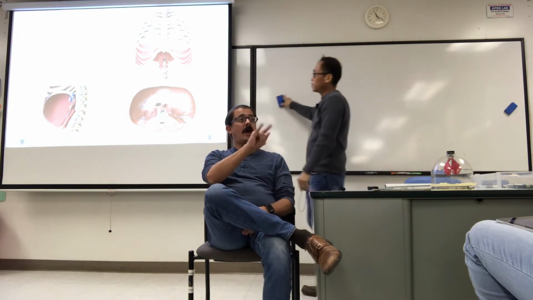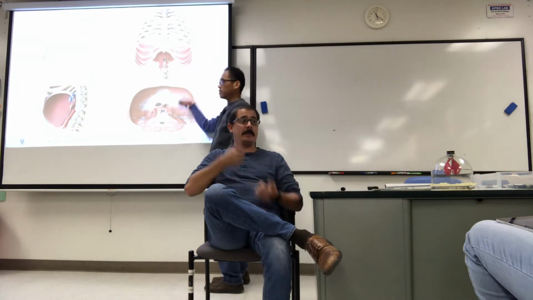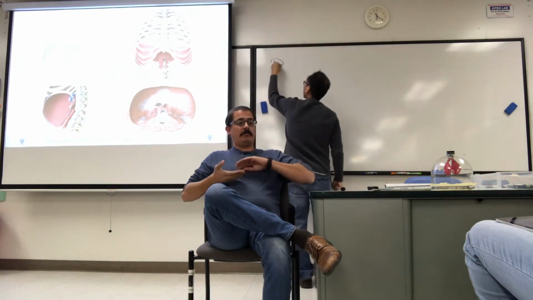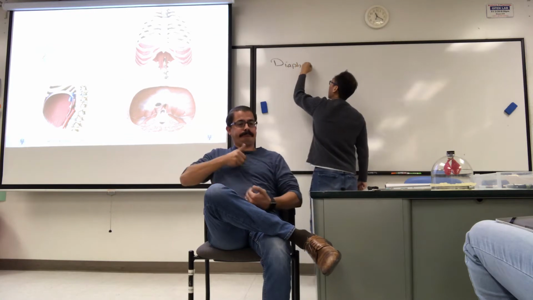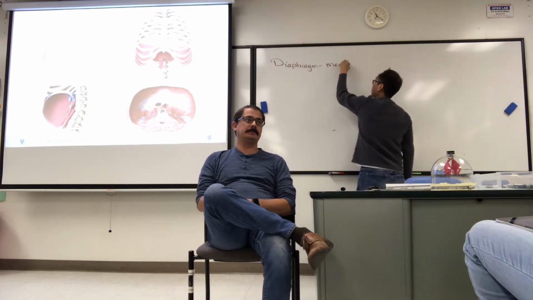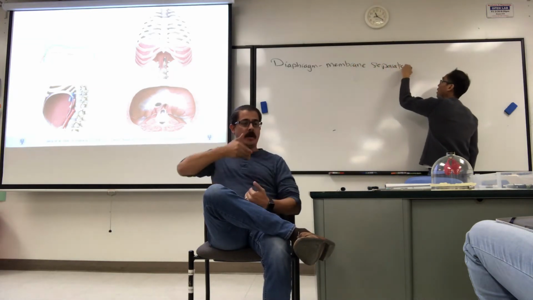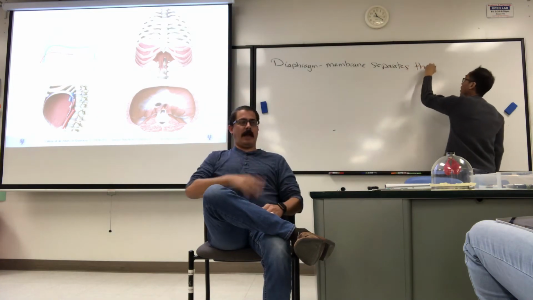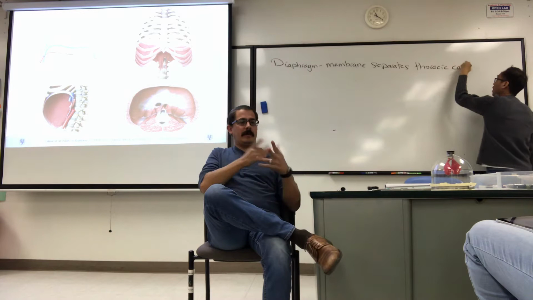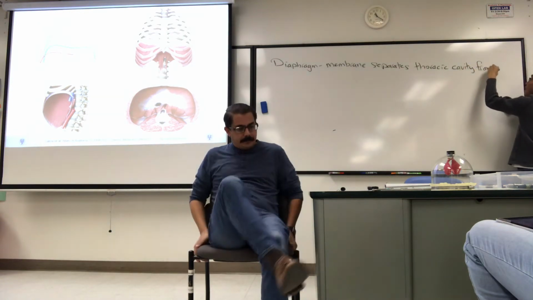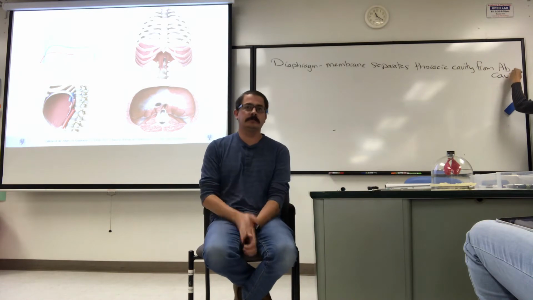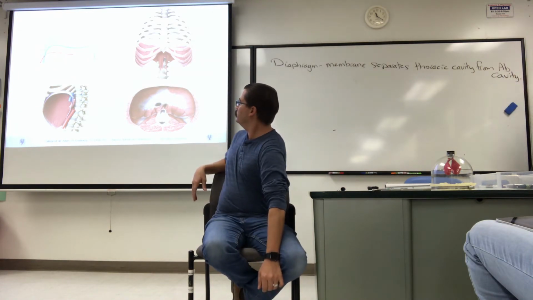So look at the anatomy of the diaphragm. Diaphragm means membrane. This membrane separates the thoracic cavity from the abdominal cavity. So anatomically, it's that barrier, that membrane. And well, things must go through it to enter and exit those cavities.